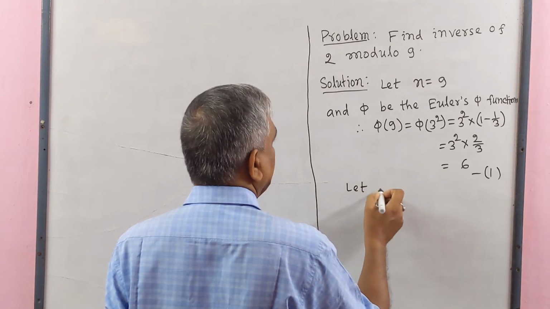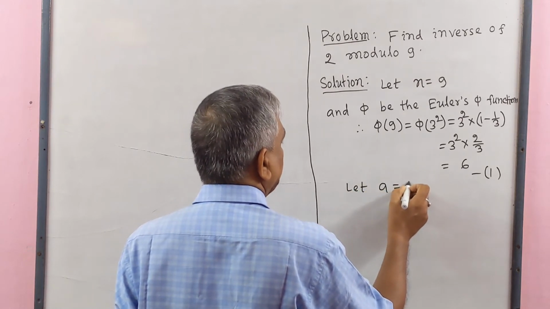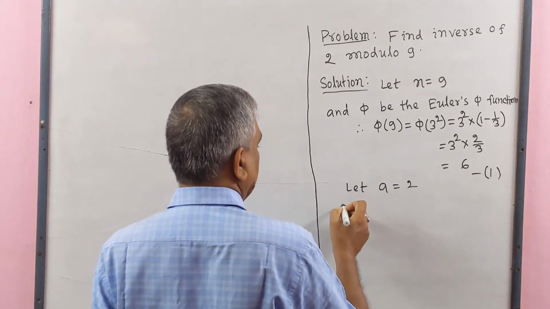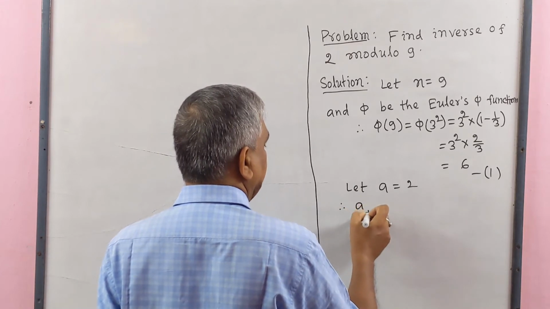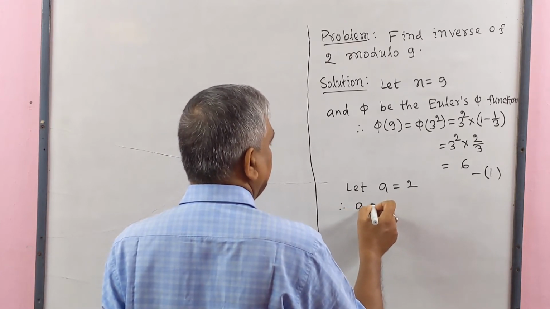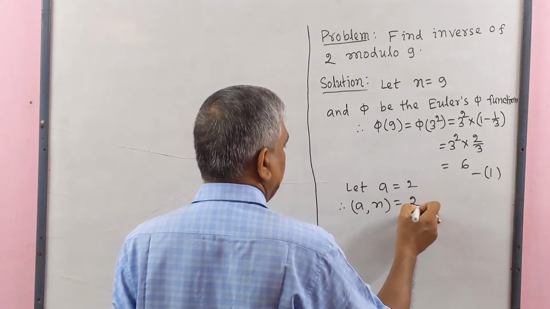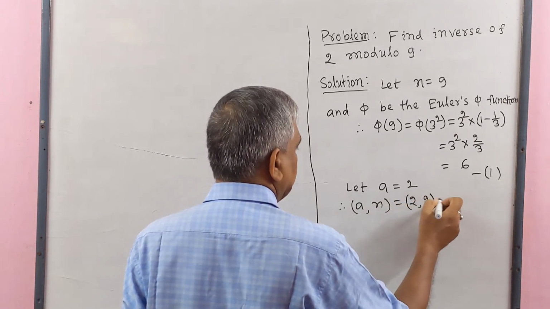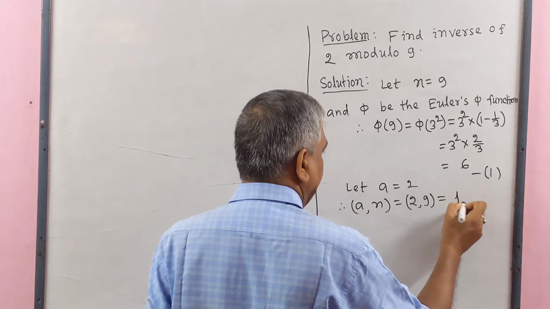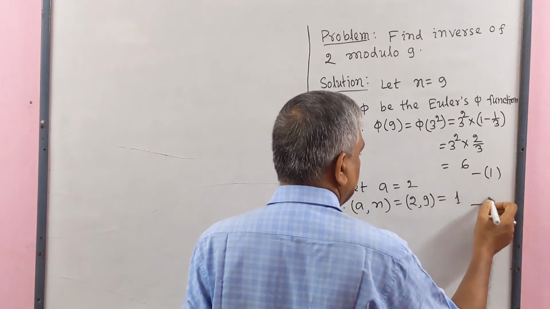Let A equal to 2. Therefore, GCD of A and n equal to GCD of 2 and 9. This is equal to 1. This is number 2.